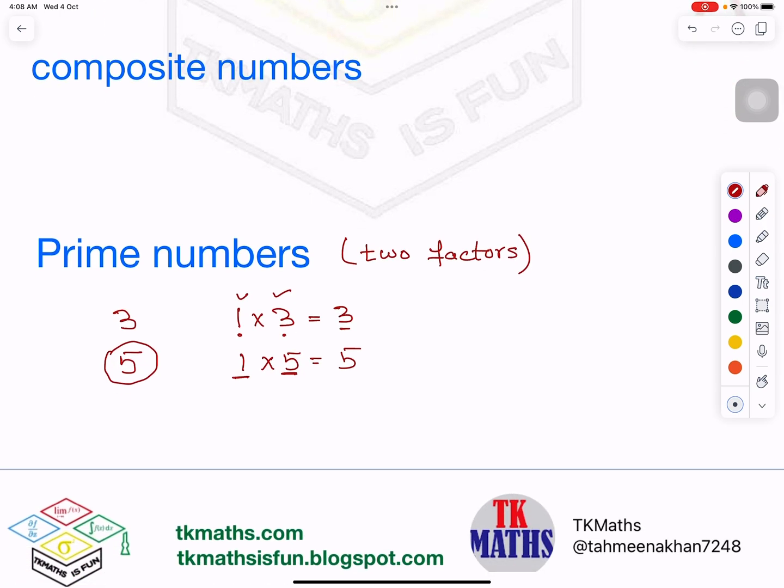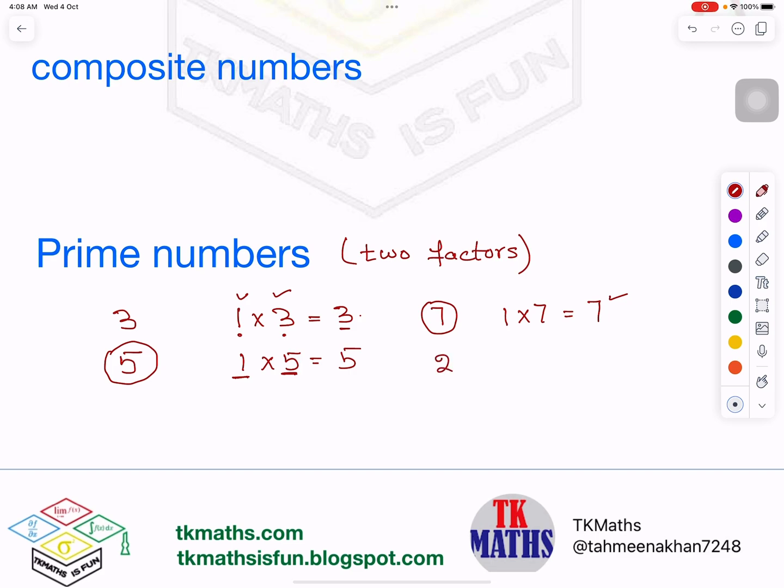Do you think prime numbers are always odd numbers? If I ask you, are prime numbers always odd, what will you say? Let's take another example. For example, 7. 1 times 7 is 7. Is there any other number which can multiply and give you 7? No. This is again an odd number. So what does it mean? Prime numbers are always odd?